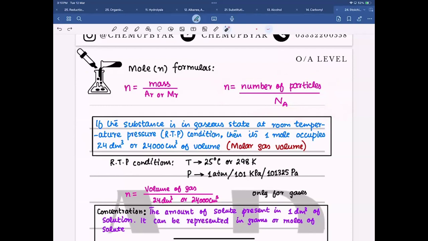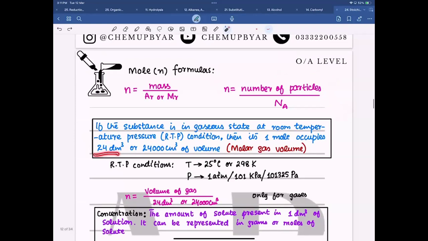Then if the substance is a gas, then at room temperature and pressure, you must know that one mole occupies 24 dm³ or 24,000 cm³. So this volume is called the molar gas volume because it is of 1 mole, and this volume is occupied by 1 mole at room temperature and pressure. Okay. So on the basis of this, we have another expression to find the moles: moles equals the volume of a gas divided by 24 dm³ or 24,000 cm³.